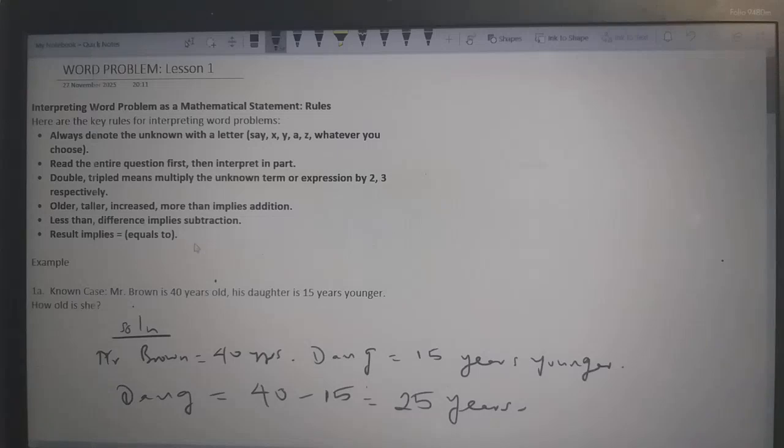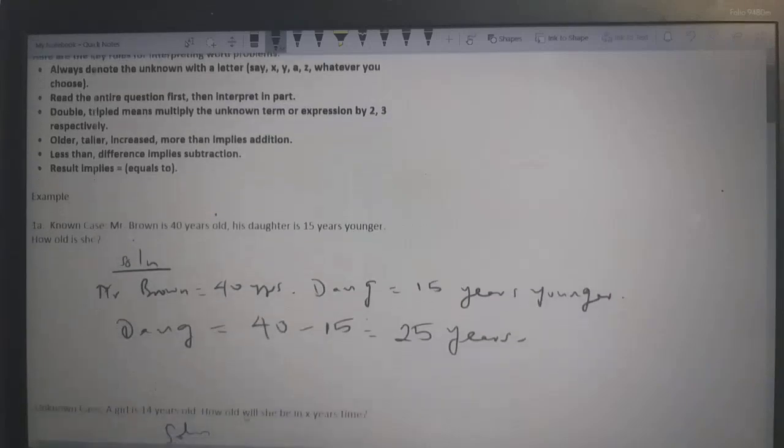And the last of it is a statement that involves results, which means equals to. And don't forget there are other aspects. A statement that involves product means you are multiplying. And a statement that involves quotient means you are dividing. So let's start, we are going to look at this known case situation.